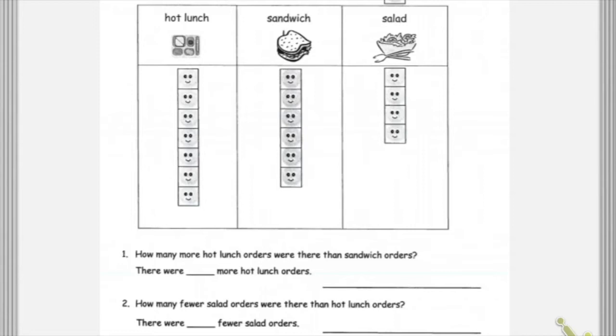So how many more hot lunch orders were there than sandwich orders? Well, we know that there were the hot lunches. We know there's 1, 2, 3, 4, 5, 6, 7. And the sandwiches is 1, 2, 3, 4, 5, 6. It says how many more. This tells us that we're going to have to compare. Since we're comparing these two, we're going to be subtracting. So we're going to do 7 minus 6 equals 1. So there's one more hot lunch order.